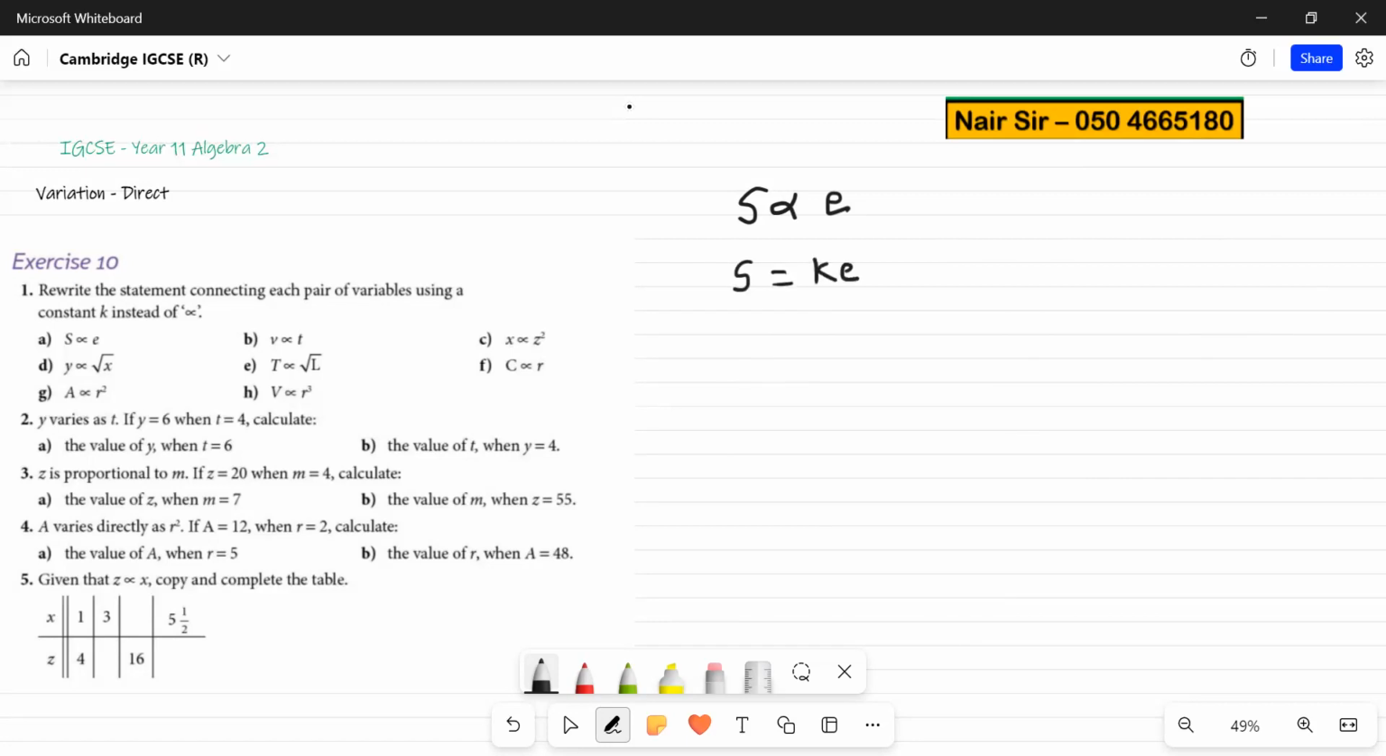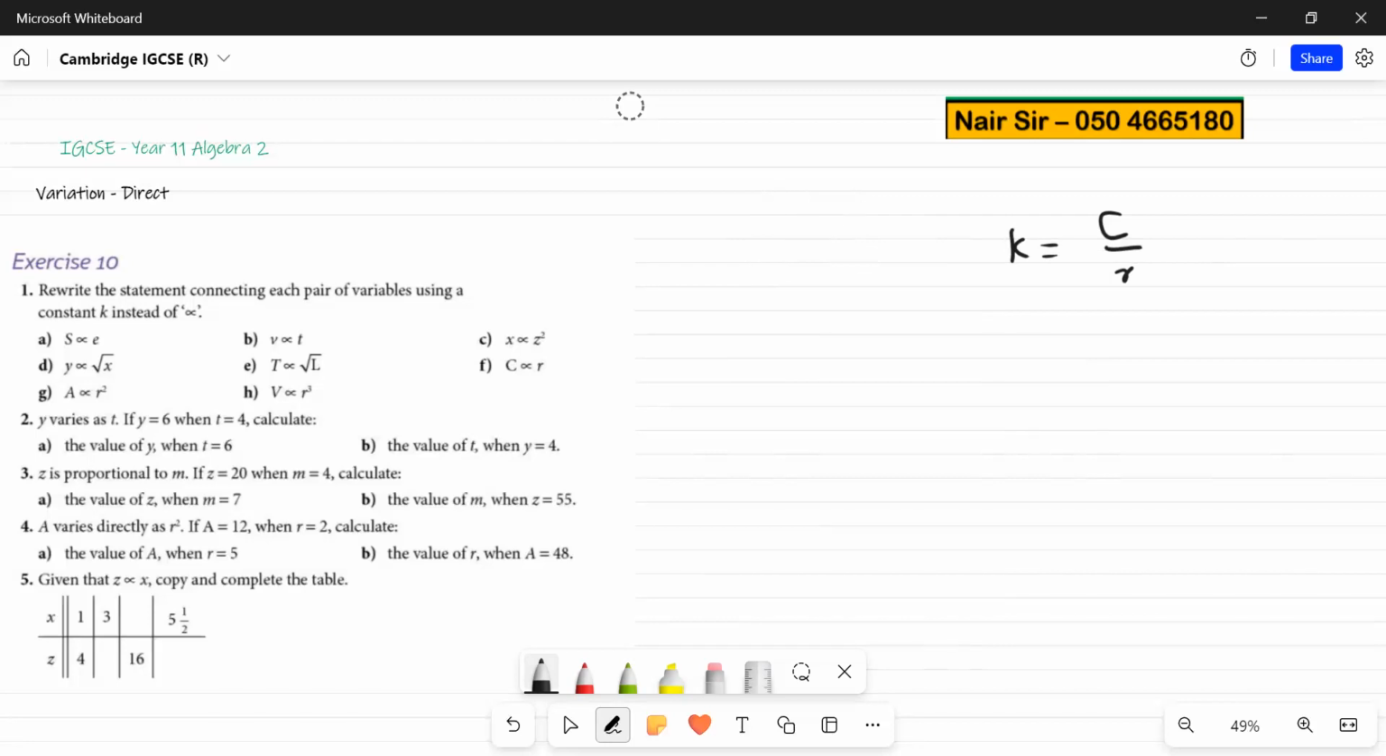Whenever you're going to do proportionality, what is very important is that you find the constant value. So K is equal to S upon E. I will be telling you why this value is very important. Similarly, we're going to take 2 or 3 questions only in this. Balance you can do. Capital C is proportional to R. So C is equal to KR. So K will be equal to C upon R.